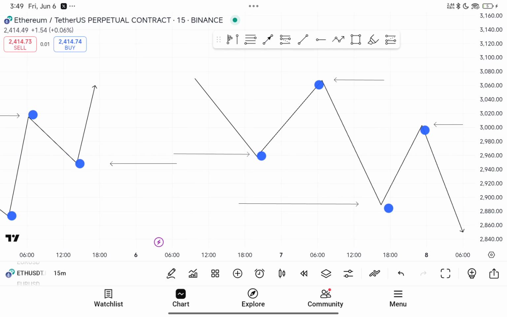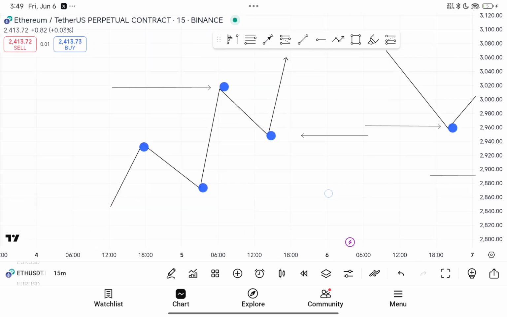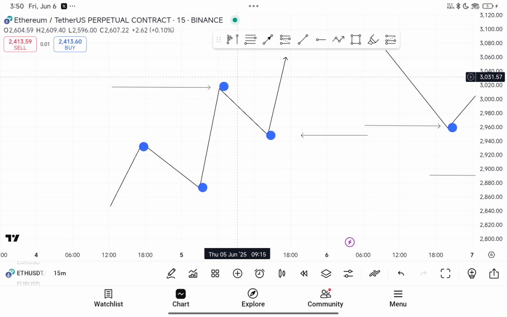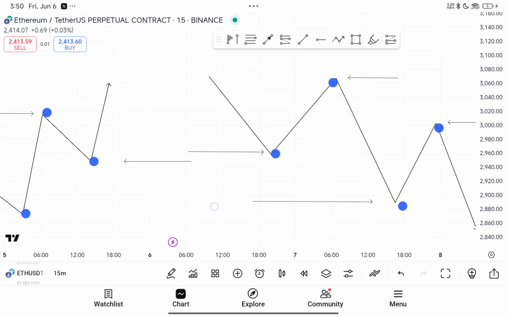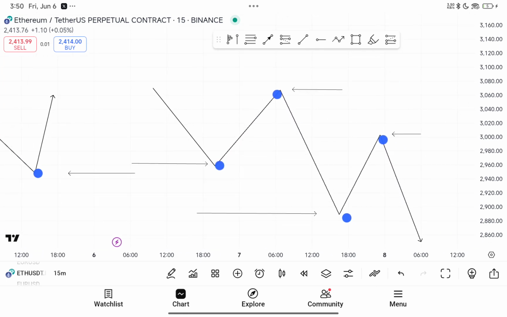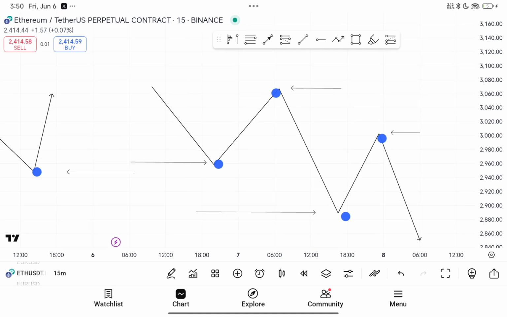So the major character of an uptrend is that it makes higher highs and higher lows. This is the higher high and this is the higher low, higher high, higher low. And then the major character of a downtrend is that it makes lower highs and then lower lows, continuously. That's what keeps the trend going.